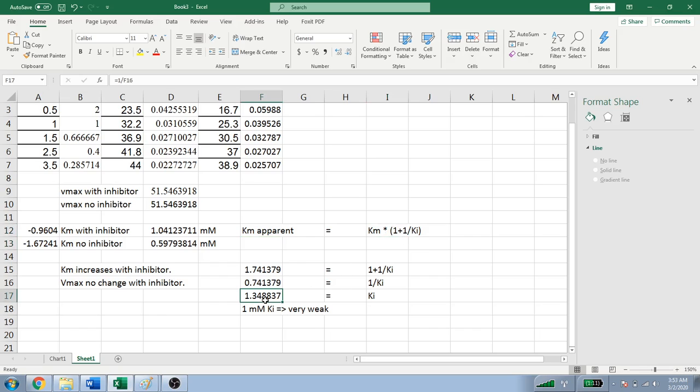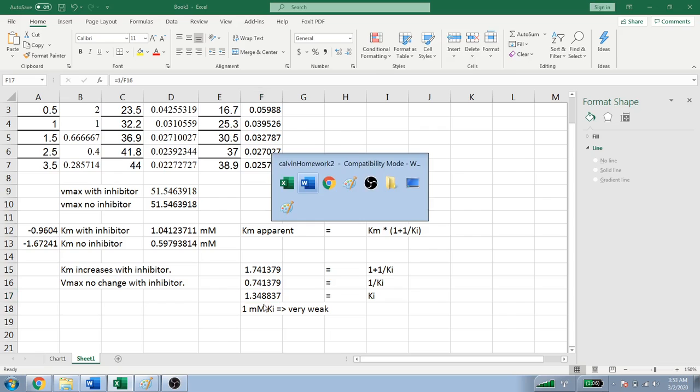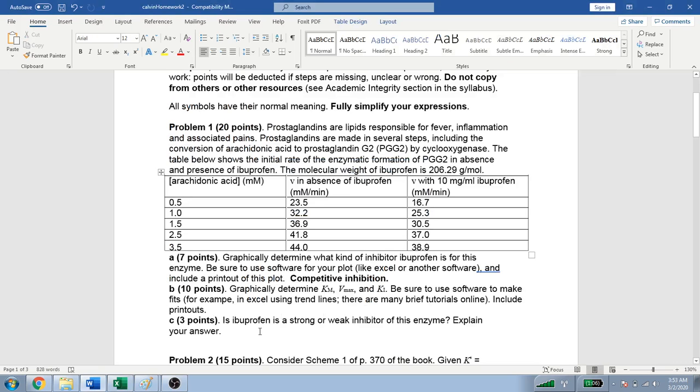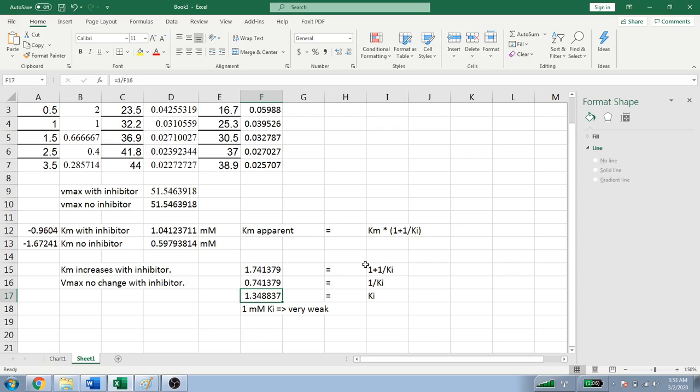Now this Ki is not very small. It's like hardly more than 1. Like to one significant figure, it is 1. So this is not a good Ki. This is not a really strong inhibitor. So this is weak. This is a weak inhibitor, and that's the explanation. So this is almost 1, and 1 over 1 is 1. 1 plus 1 is actually 2. Yes, but 1 over 1 is 1.